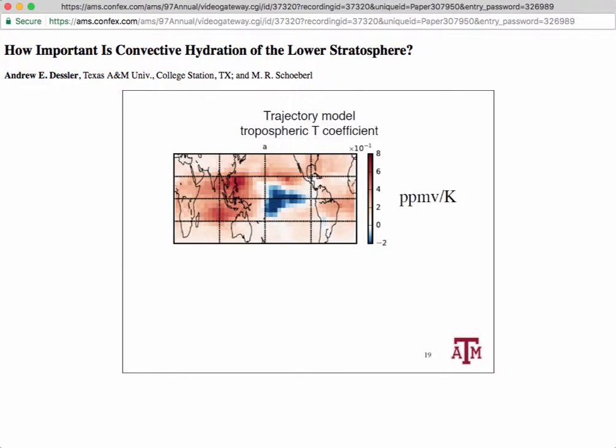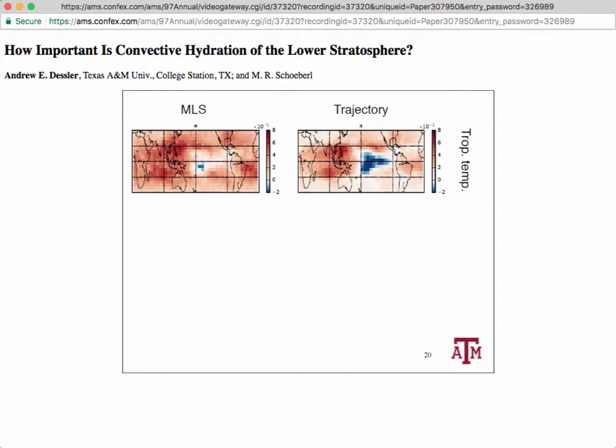And so now we look at this pattern, we understand why the trajectory model predicts this. Okay? Because this is the regression coefficient, how much water vapor changes per degree of warming of the troposphere. And as the troposphere warms up, temperatures here increase, hence you get more water vapor, and temperatures here decrease, and hence you get less water vapor. So this makes complete sense once you understand how the temperatures vary with a warming troposphere during an El Nino cycle. So when we compare this to MLS, what we see is that MLS is really the outlier here.